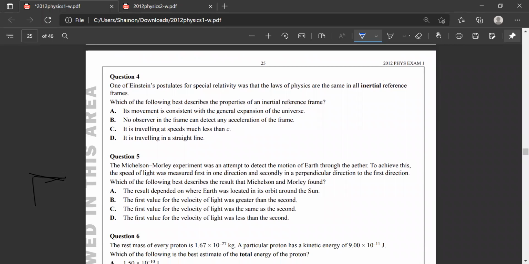Question 4, inertial reference. Which of the following best describes the properties of inertial frames? So there's no acceleration. Yeah, it has to be B because there's no acceleration. There's nothing that says it has to be less than C, because I could say that there is acceleration. Traveling in a straight line doesn't mean there's no acceleration.